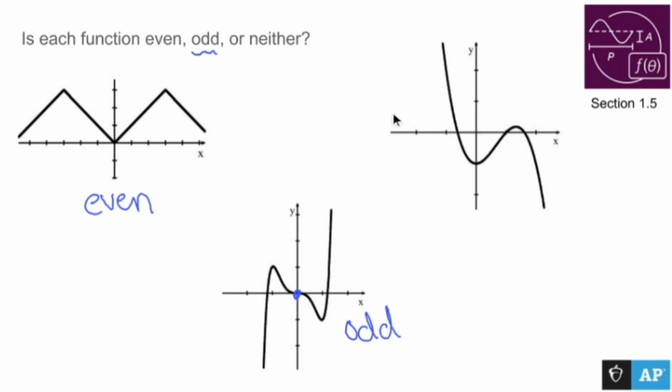Now, is this even? No, because the left and the right are not mirror images of each other. If I were to take this and spin this upside down, do I get the same exact image? No, I don't. So this is my neither.